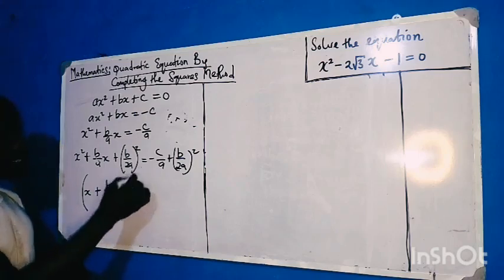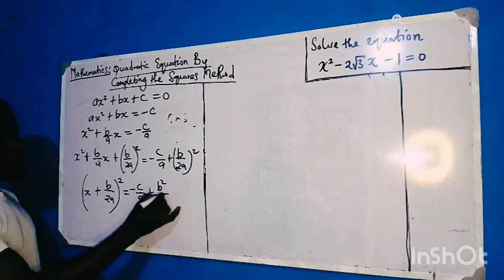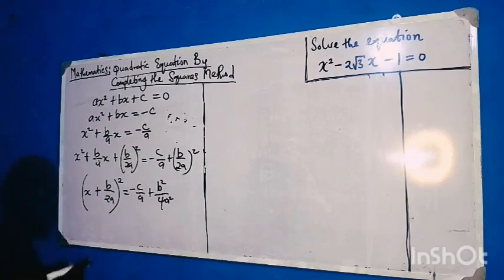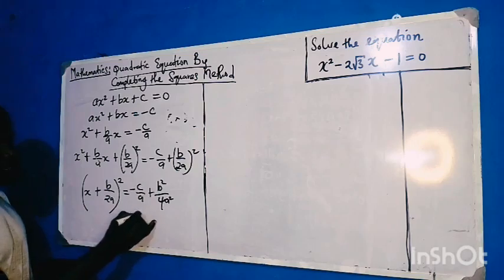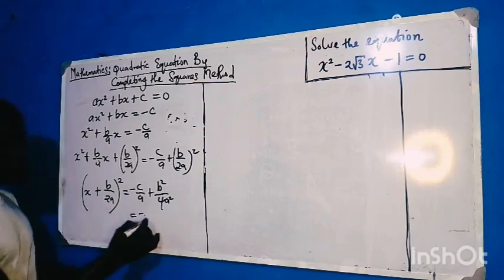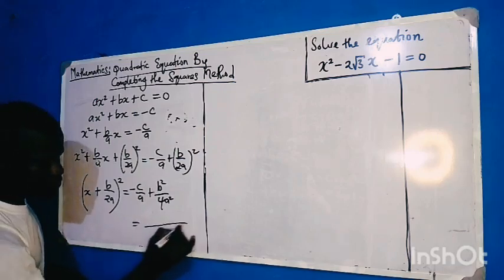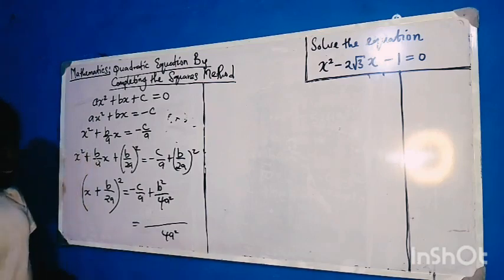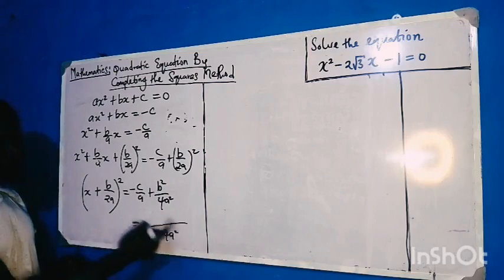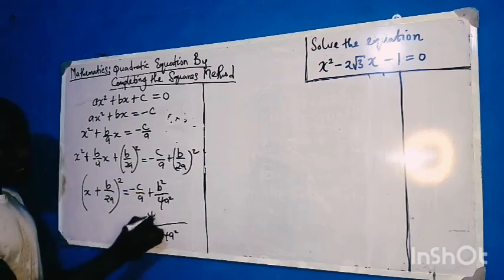So here we simplify our right hand side. This is minus c over a plus, this becomes b squared all over 2 squared, which will give us 4a squared. That's that side. So we can further simplify this to be minus c over, we look for the LCM of a and 4a squared, which is 4a squared. And then a goes into 4a squared, we are going to have 4a. Or you say 4a squared divided by a, we are going to have 4a multiplied by minus c, we are going to have minus 4ac.